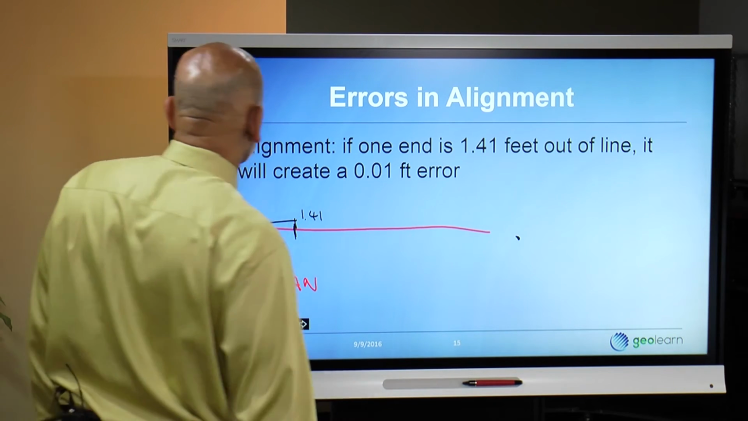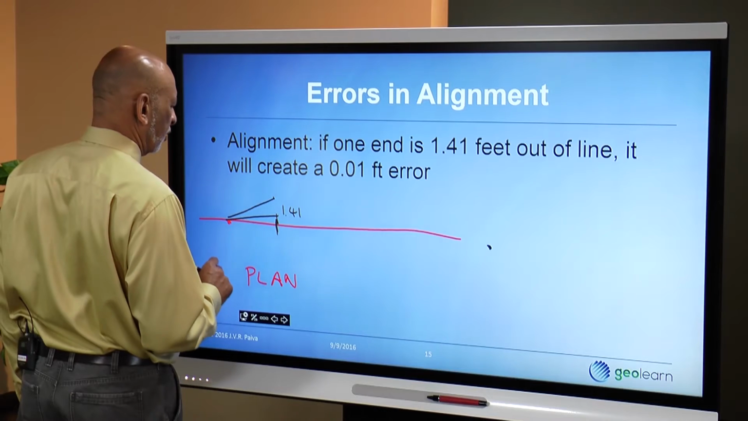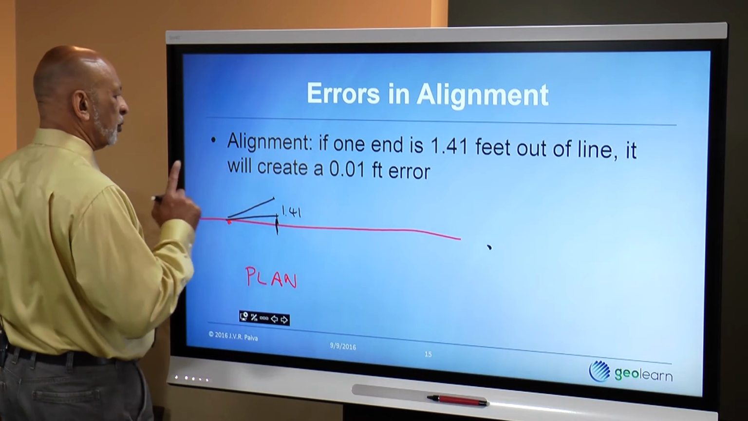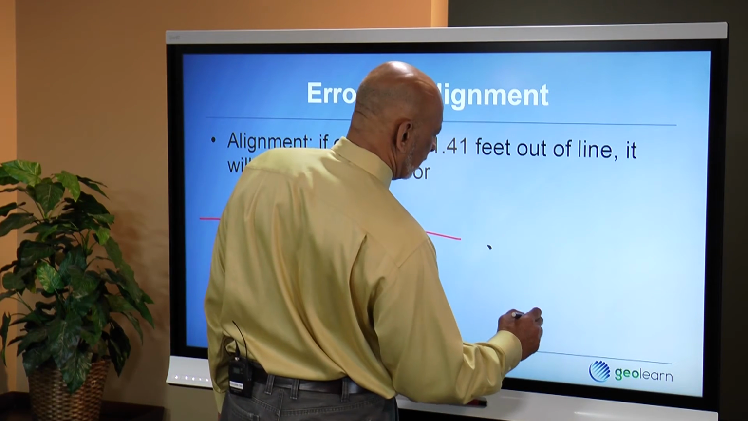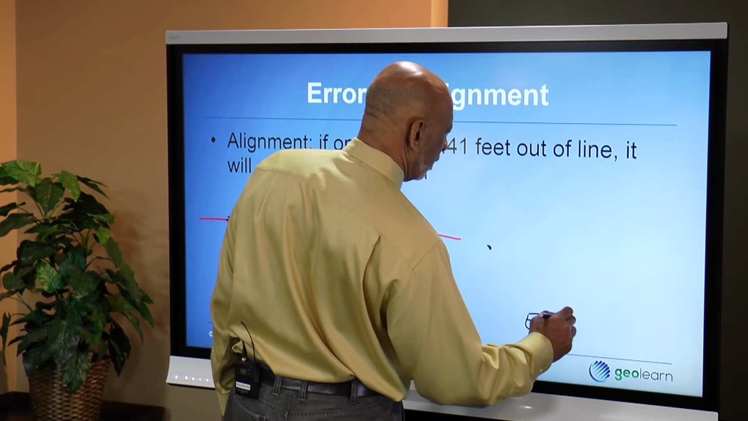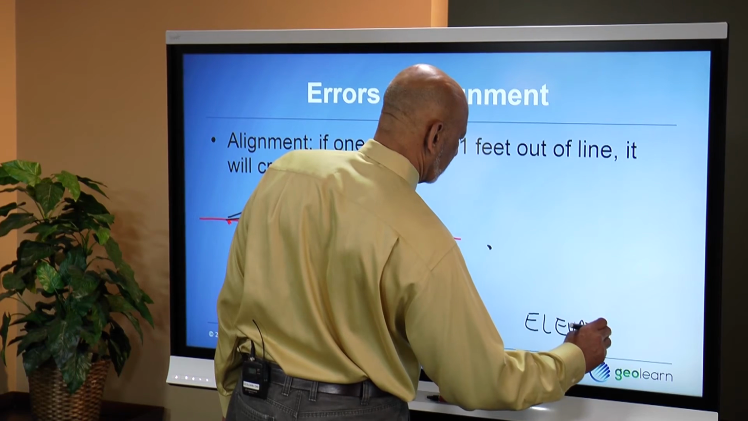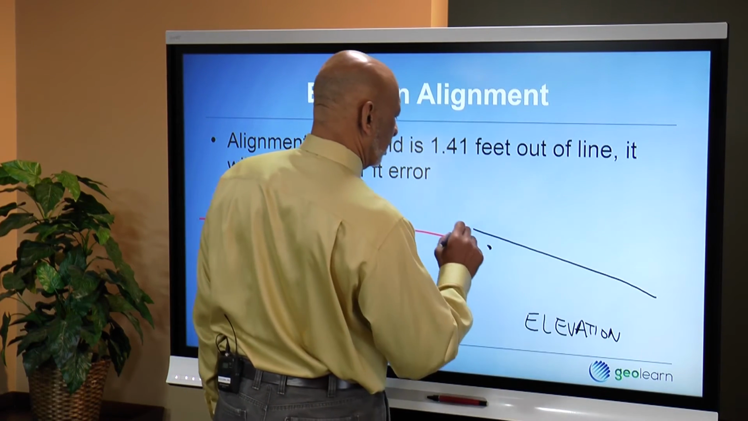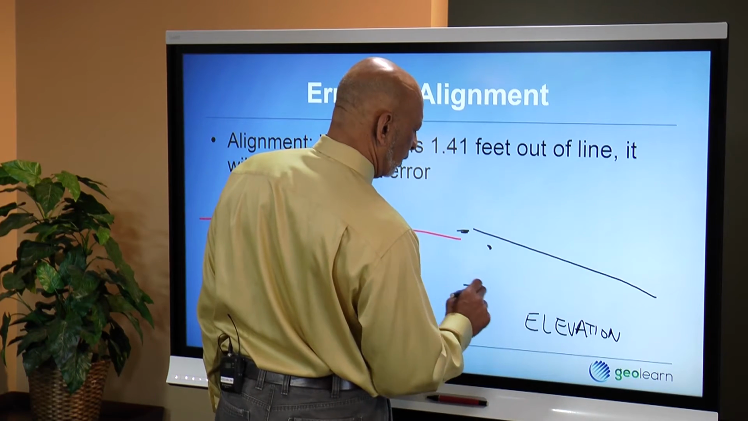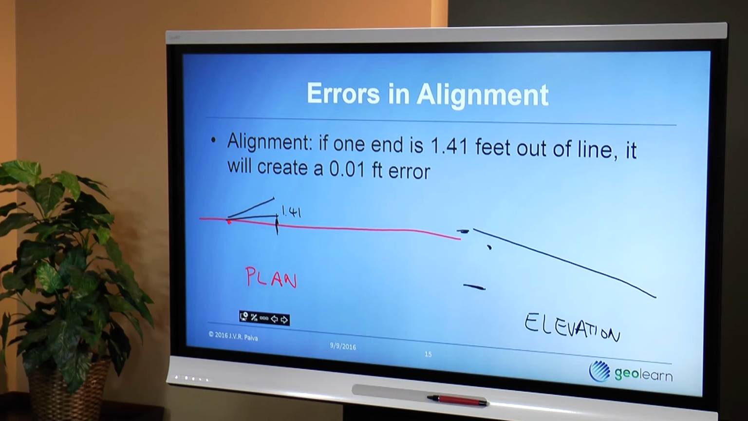And one of the things that you might want to do is calculate what it is if it's 2 feet and 3 feet and so forth. So that's one kind of an error. Keep in mind that if you look at it in elevation view or profile view, the side view, it's the same deal. So if you are looking at this and one end of the tape is lower than the other end by 1.4 feet, you also have 1/100th of a foot error.